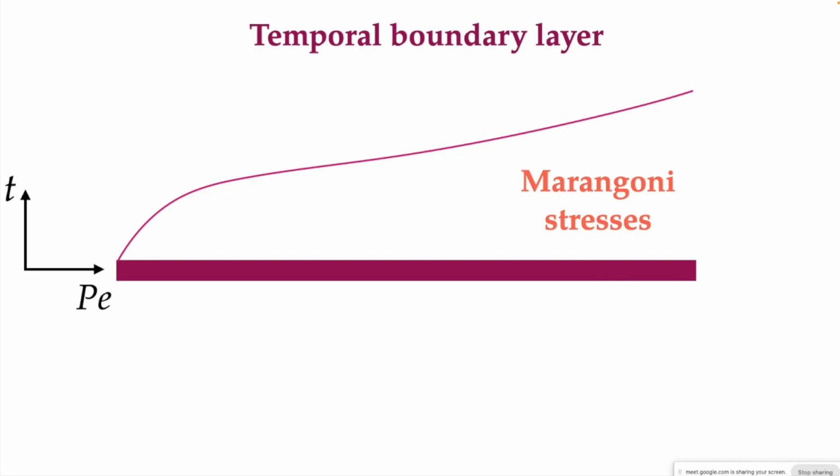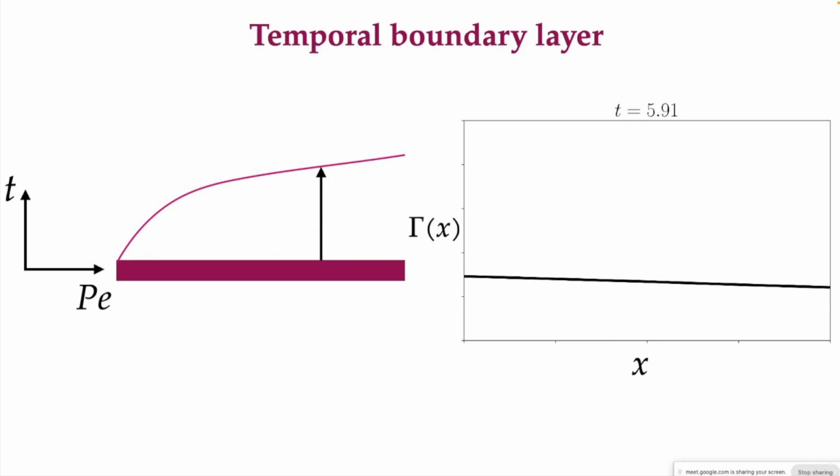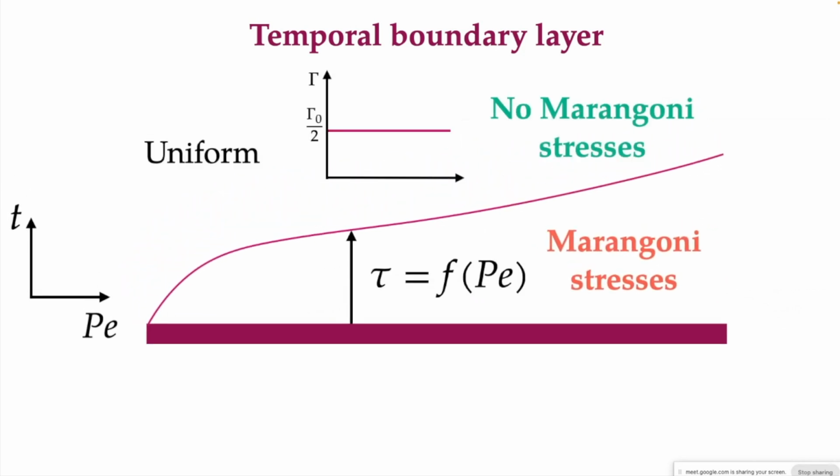And by saying that there are Marangoni stresses, I basically mean that within this depth your surfactant will diffuse and it will become uniform. And this thickness of this boundary layer, I denote it by tau. And once we go above it, we see this surfactant profile diffuses, so we don't have any Marangoni stresses. So it's very much similar to your boundary layer in turbulence.